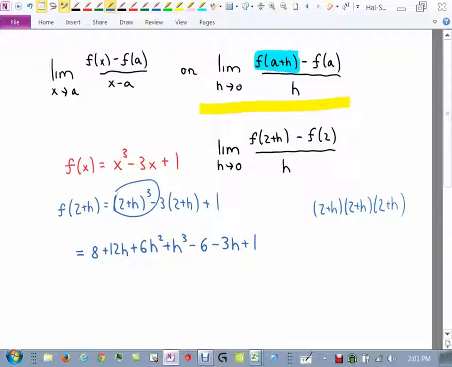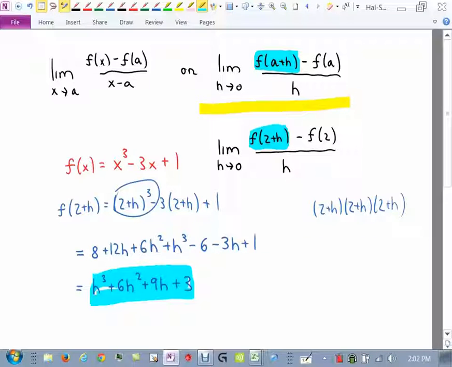All right, that's what that is. And then let me collect my like terms together now. So I have h cubed plus 6h squared. Let's see, how many h's do I have? 12, and then take away 3, so 9h. And then, let's see, 8 minus 6 is 2, plus 1 is 3. So I have 3. All right, so what I know now is this top left corner is going to be all of this.